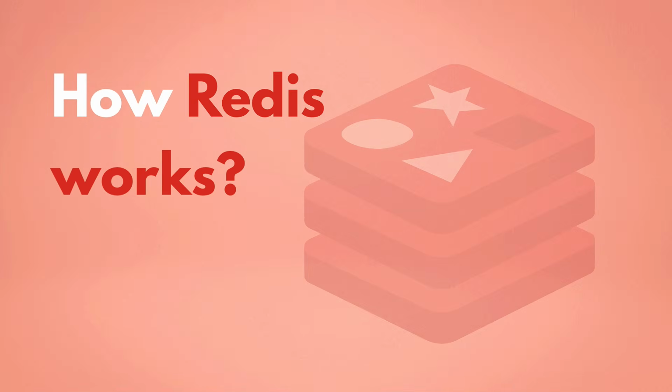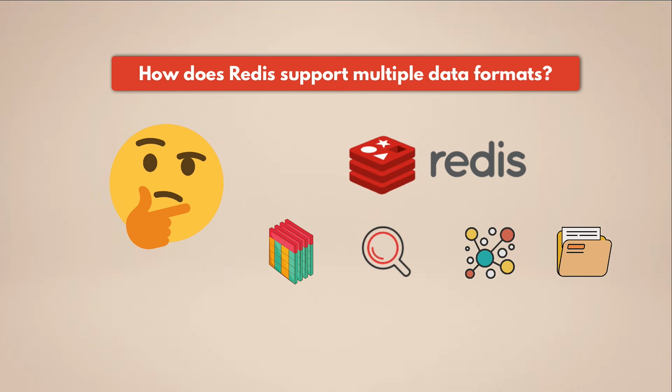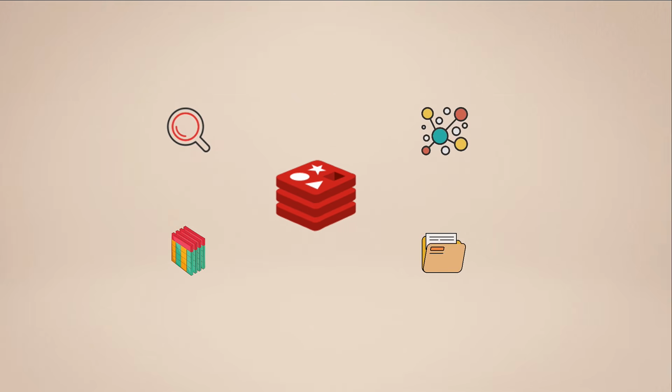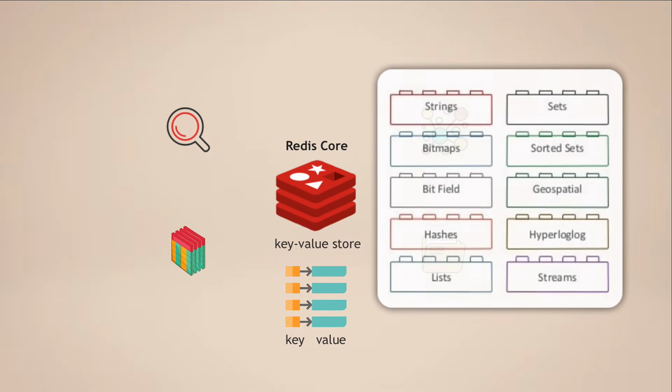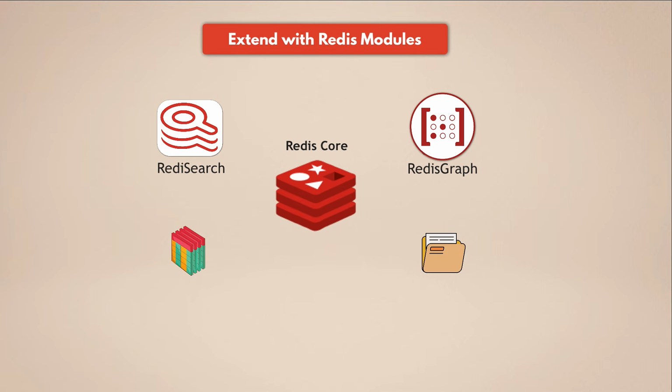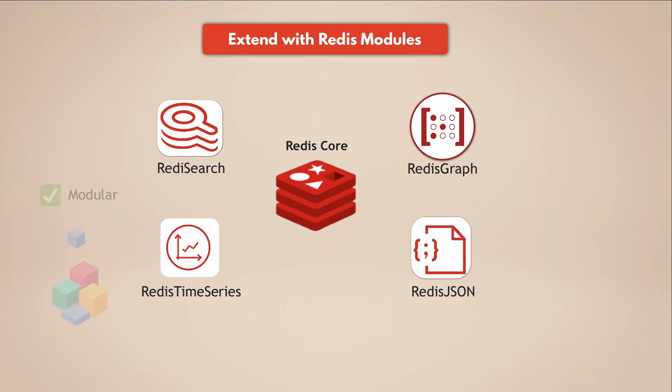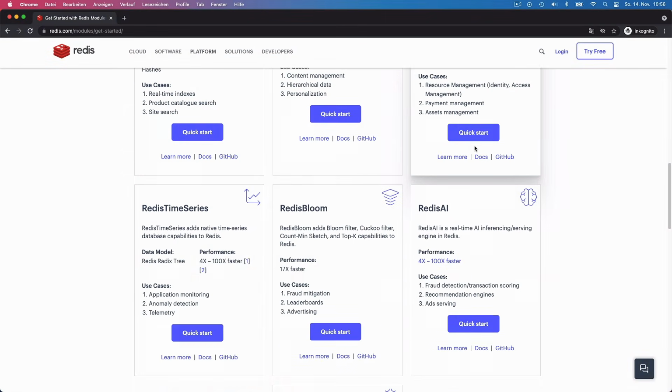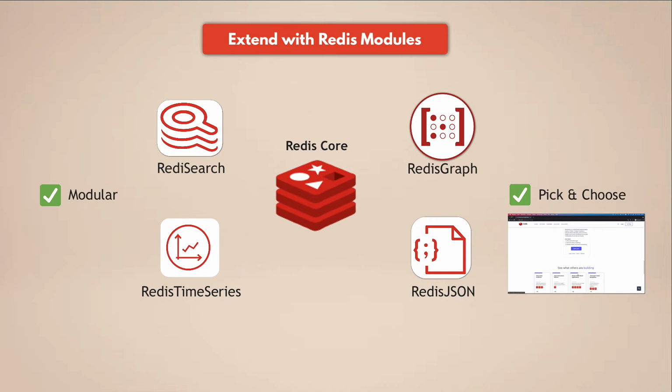So let's see how Redis actually works. First of all, how does Redis support multiple data formats in a single database? The way it works is that you have a Redis core, which is a key value store that already supports storing multiple types of data, and then you can extend that core with what's called modules for different data types which your application needs for different purposes. So for example, Redis Search for search functionality like Elasticsearch, or Redis Graph for graph data storage, and so on. And a great thing about this is that it's modular. So these different types of database functionalities are not tightly integrated into one database, as in many other multi-model databases, but rather you can pick and choose exactly which data service functionality you need for your application, and then basically add that module.